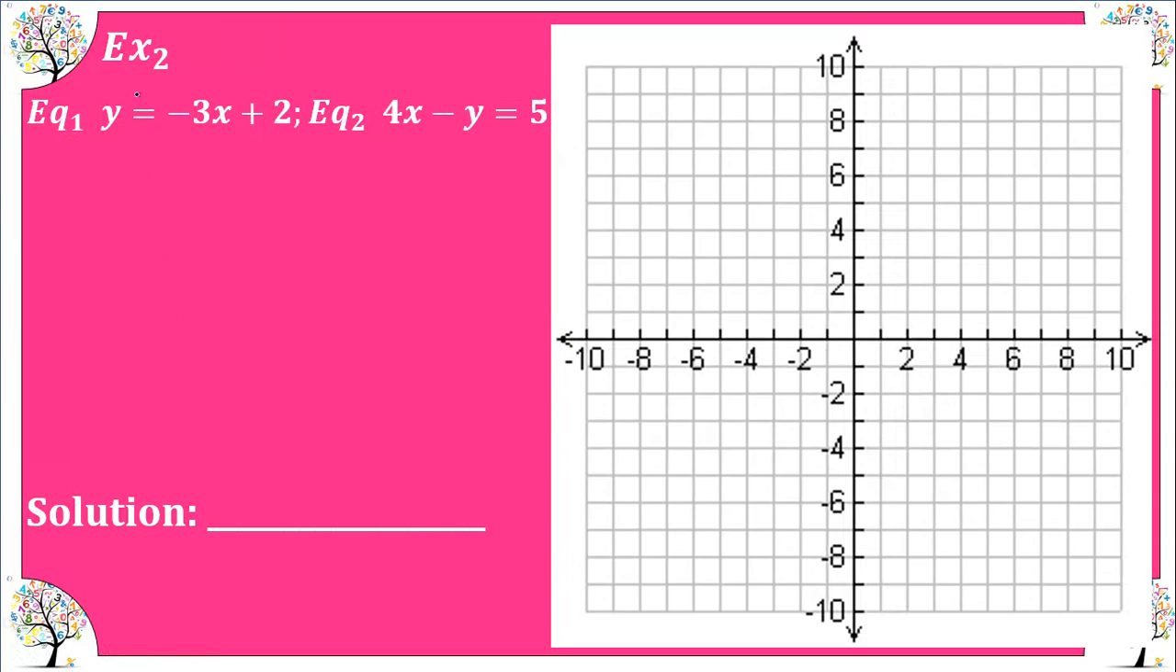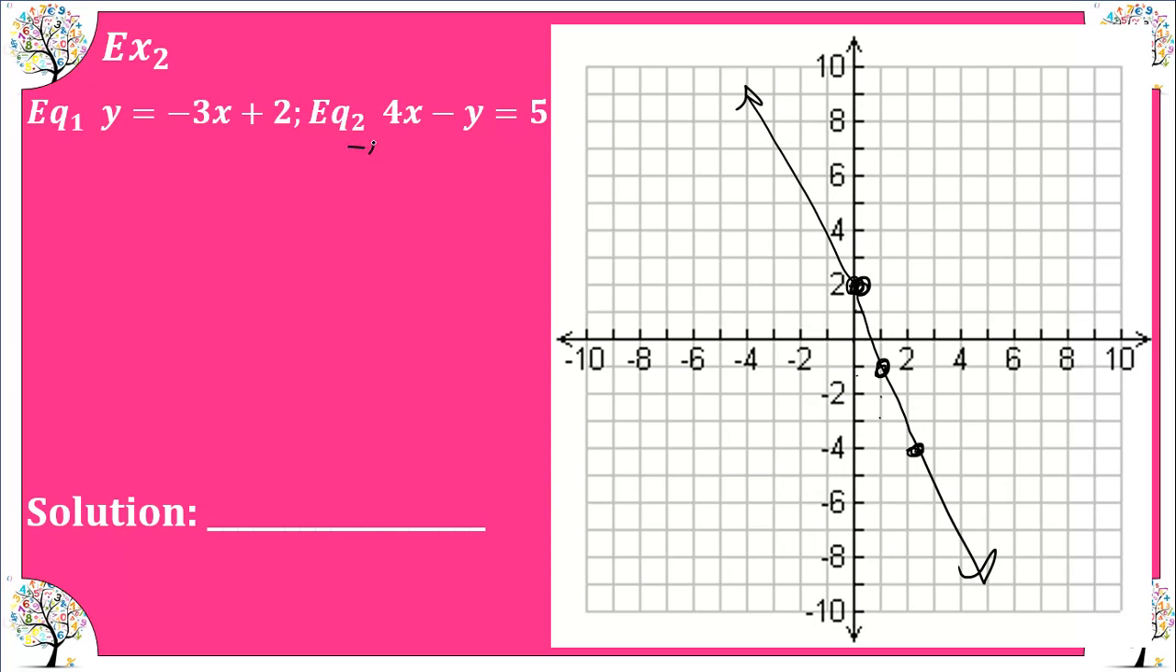Let's try example number 2. Y equals negative 3x plus 2. We can go ahead and graph this. We're going to start at positive 2. Our slope is down 3, and to the right 1, down 3, and to the right 1. So we'll see if this is enough points. If not, we can graph more.